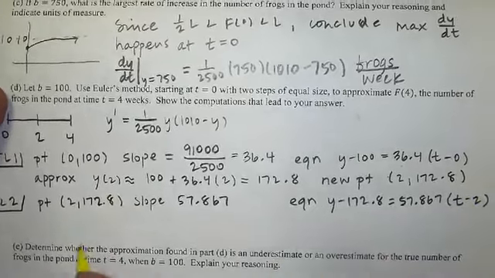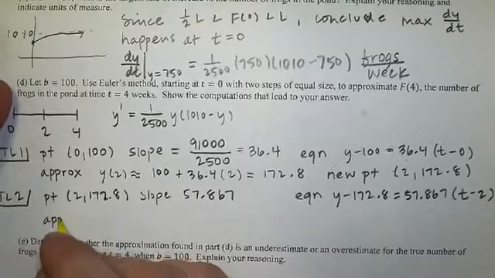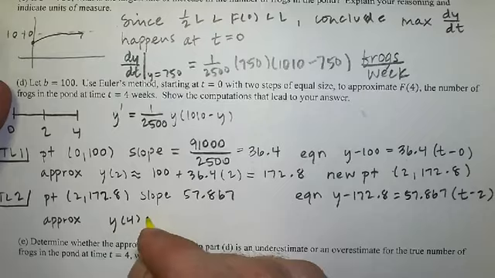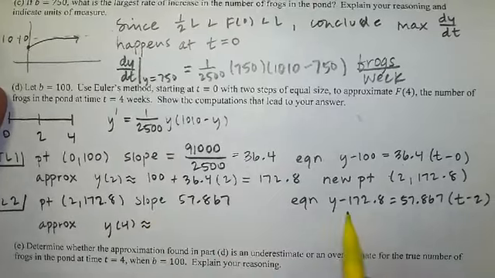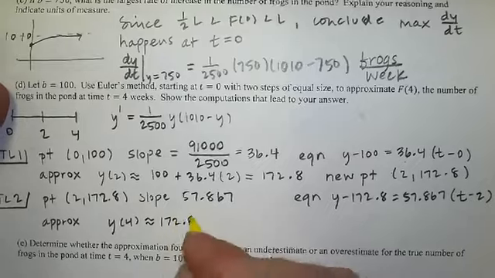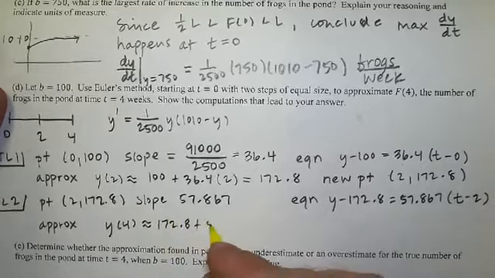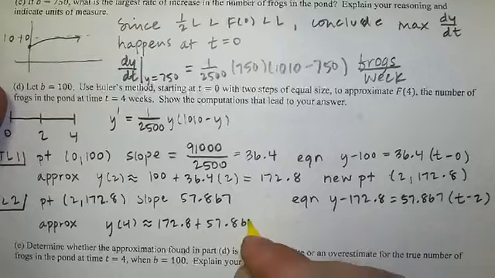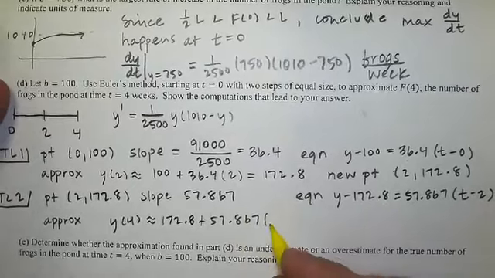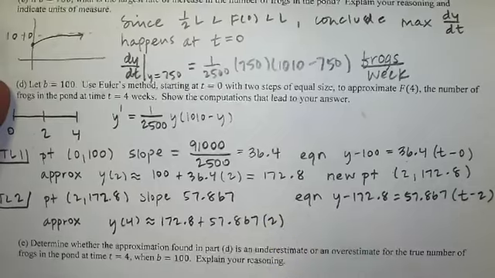All right, so my approximation would be that y of 4 is approximately equal to 172.8 plus 57.867 times 4 minus 2, which is 2.